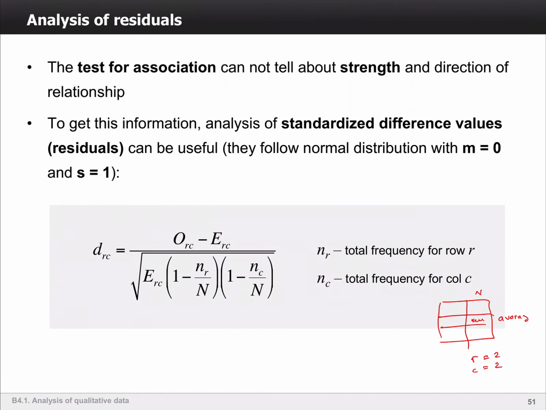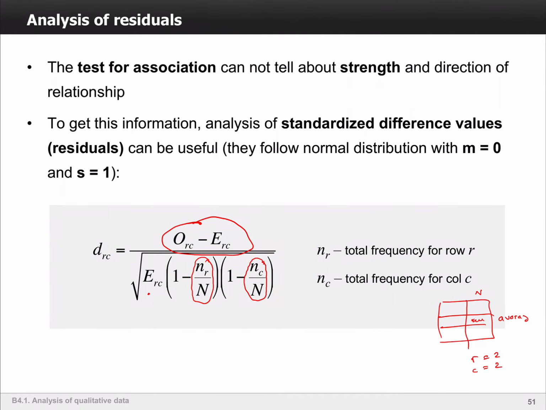If you want to do it for this particular combination, 2 and 2, you take the difference between the observed and the expected frequency, and then you divide this difference by the square root of the following. This is the expected frequency for the same combination, then this is the proportion for a given row, in this case, for example, the average salary. And this is the proportion for the column, so that's the proportion for the engineers who don't know R. The capital N is the total number of values in your case. So you can calculate these standardized difference values and use them to see how big the association is.